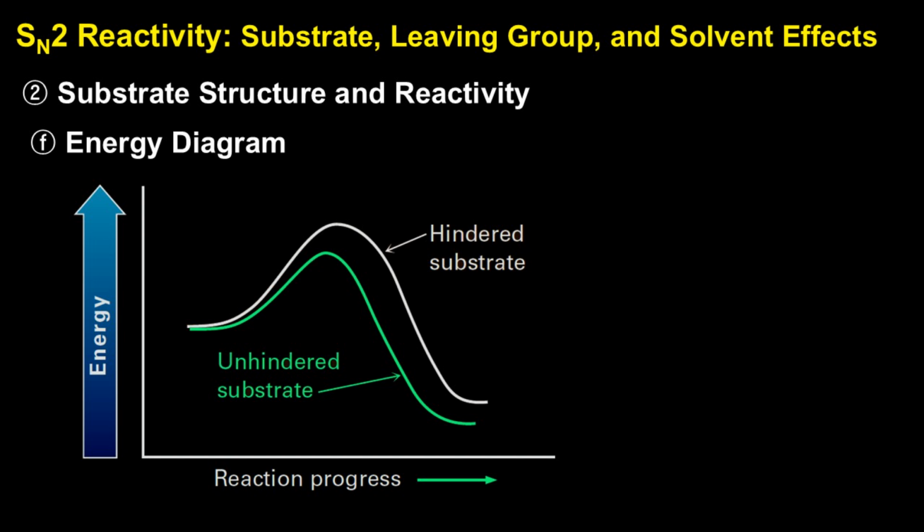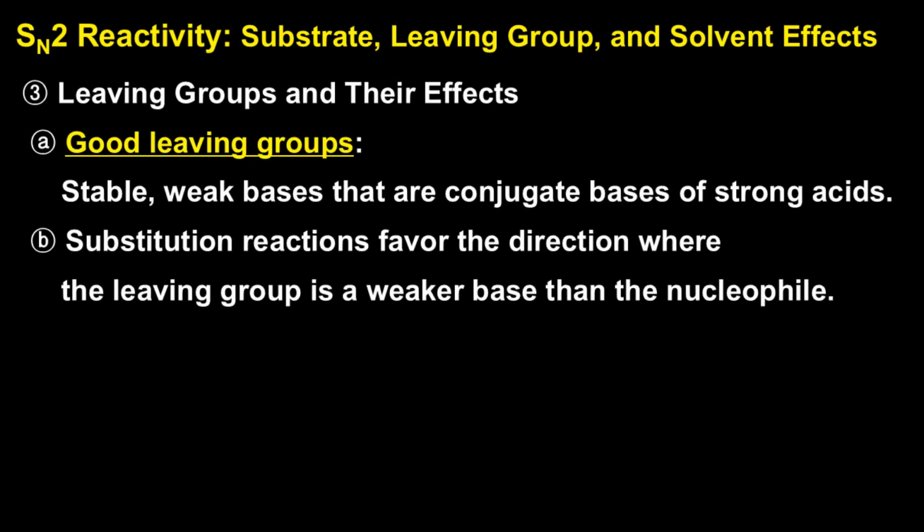That extra bulk raises the activation energy and slows the reaction way down. This is exactly why some substrates are great for SN2 and others don't stand a chance. Now let's talk about leaving groups and how they affect SN2 reactions.